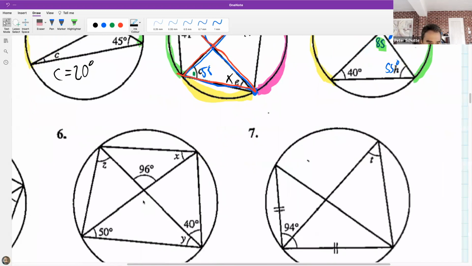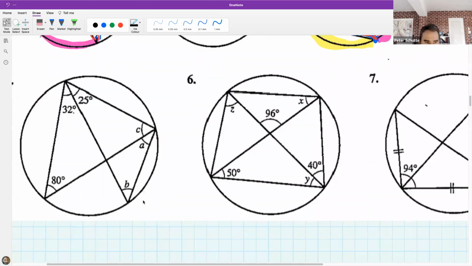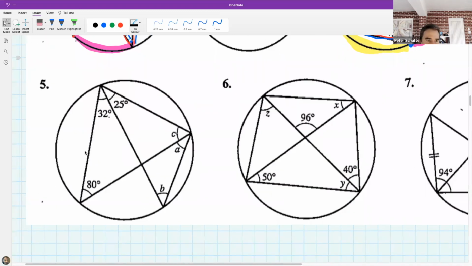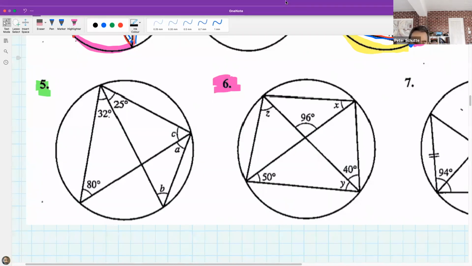Okay. Let us see if we can do question number 5. So question number 5, you have to find A, B, and C. And let's also see if we can do question number 6, applying the theorem that we've learned about today so far.